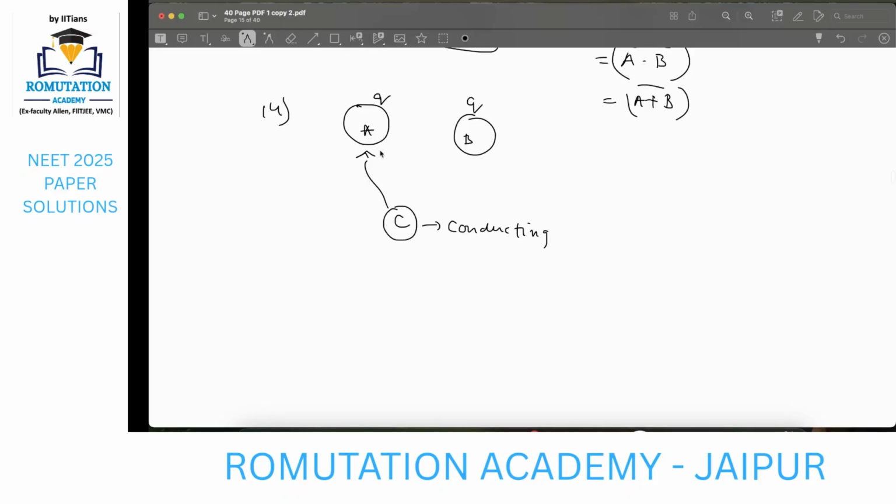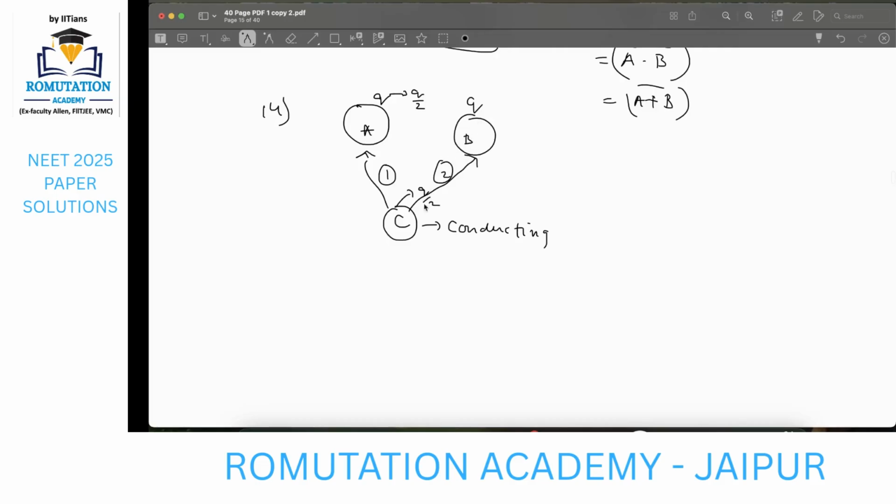So once that happens in the very first step, this q will become q by 2, right? And this will also be q by 2, right? Now in the second step, this is taken in contact with C. So that is the second step.